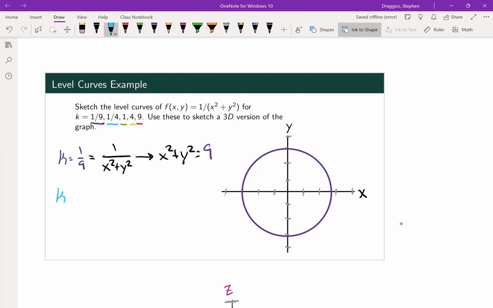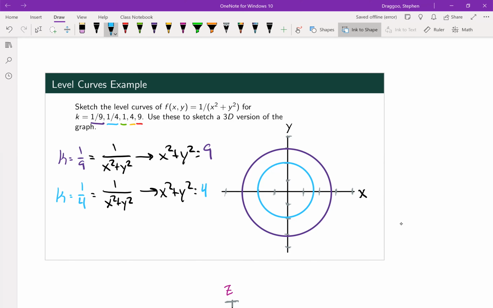This time k is equal to 1/4, which means we've got 1 over x squared plus y squared is equal to 1 over 4, giving us the equation x squared plus y squared equals 4. So a circle of radius 2. We sketch that in on our graph.